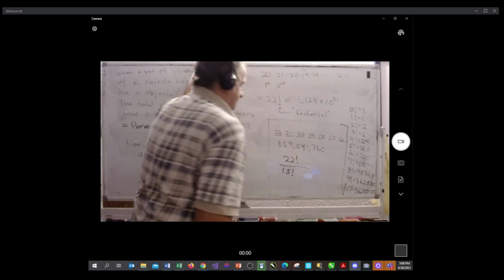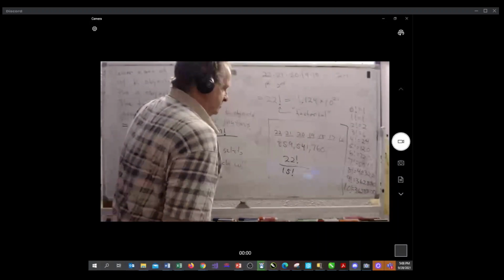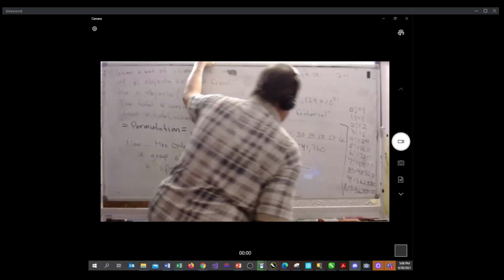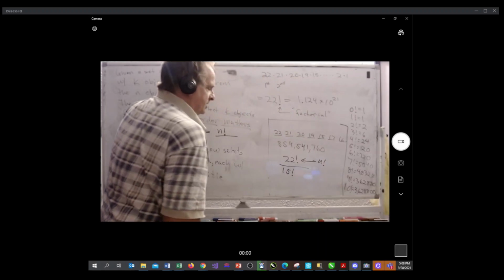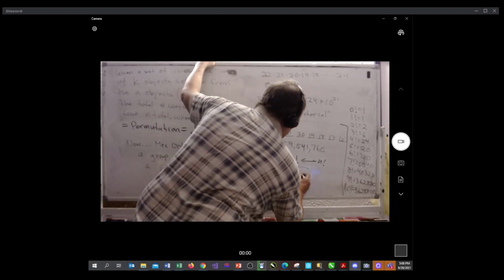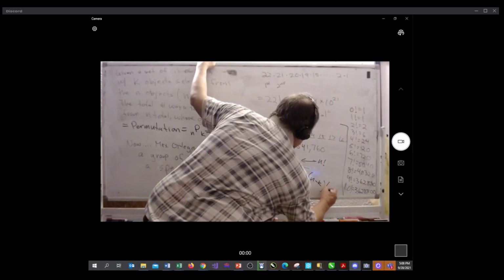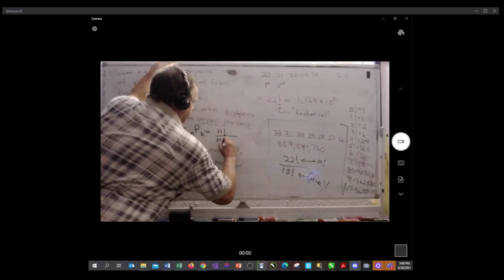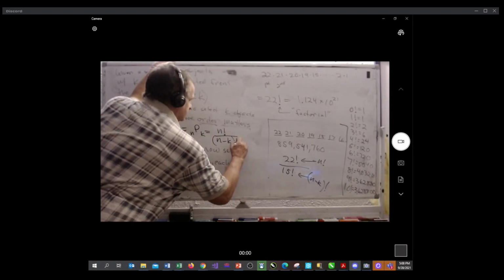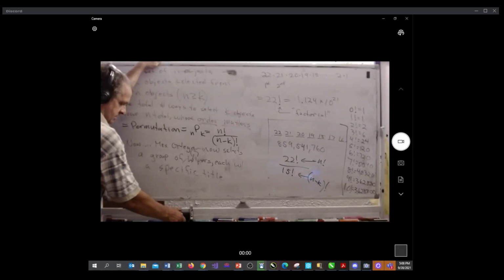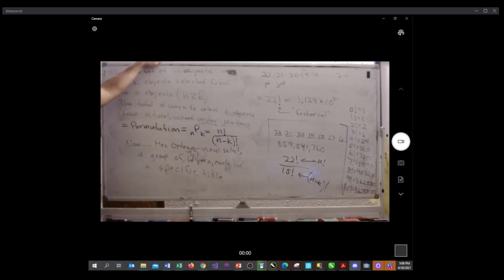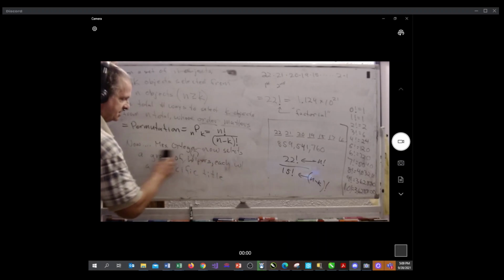Do you see that? What's left over? So this upstairs is obviously n factorial, at least I hope it's obvious. Downstairs we have n minus k, quantity factorial. So that's what we have with a permutation. Okay? Yes. Can I erase this down here?